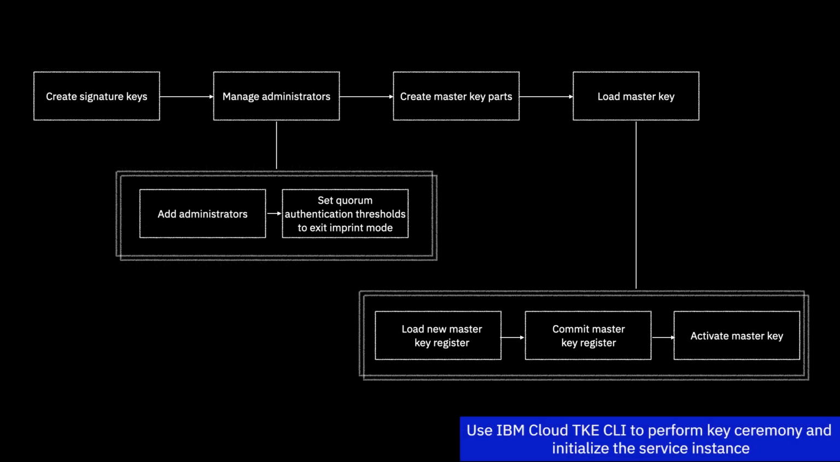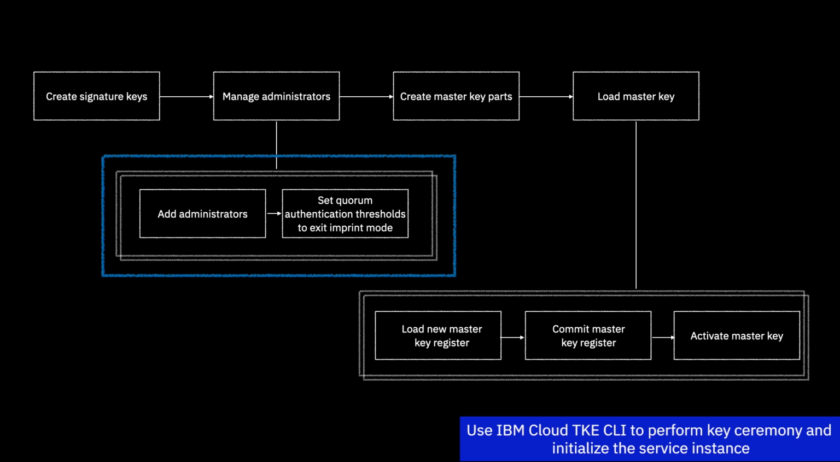The initialization and key ceremony for the service instance is illustrated in this flow diagram. We will begin by creating a signature key on your workstation. The signature key owner should be the only person who knows the password associated with the signature key file. Next, we need to manage the administrators for our instance. You will need to create at least one administrator, but you can add others.